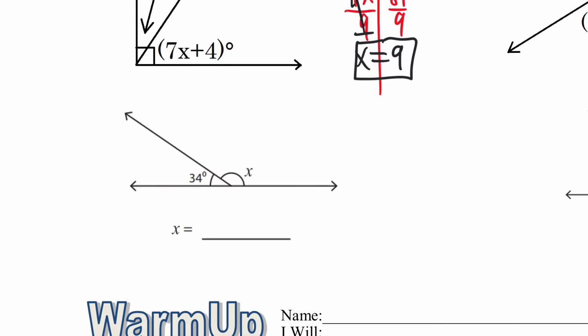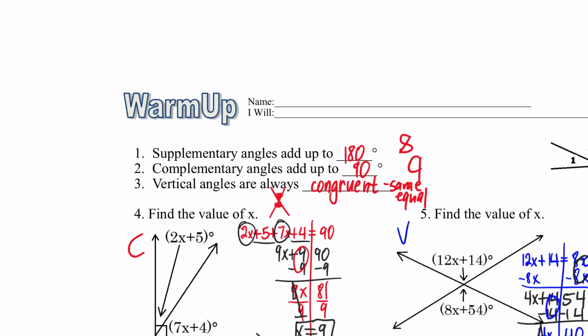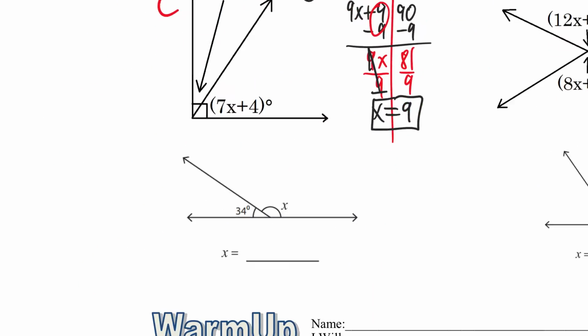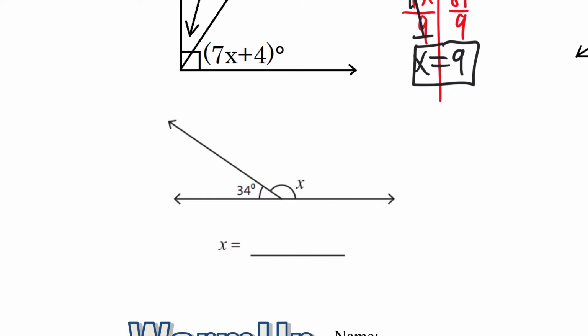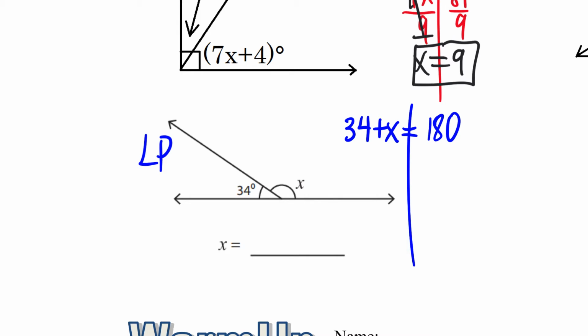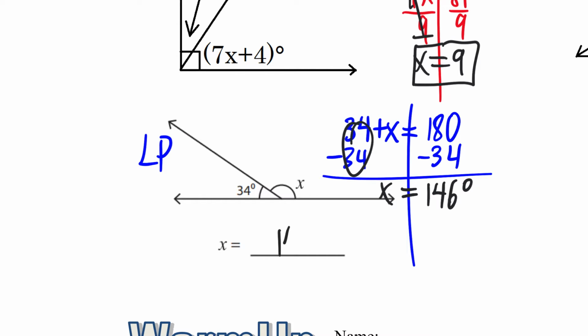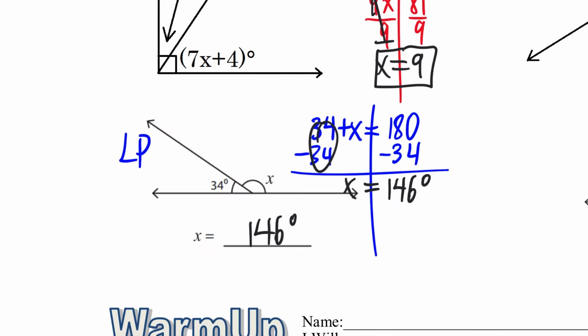Okay, on this one right here, this is an example of which one of these up here? Supplementary. So they are supplementary. What do we call those type? Okay, specifically we call these a linear pair. I know you could do that very easily, but I'm just going to write it out like this. So 34 plus x in this situation equals 180, right? So if we want to solve for x, we're going to subtract 34 from both sides. This zeroes out, and x equals 146 degrees.